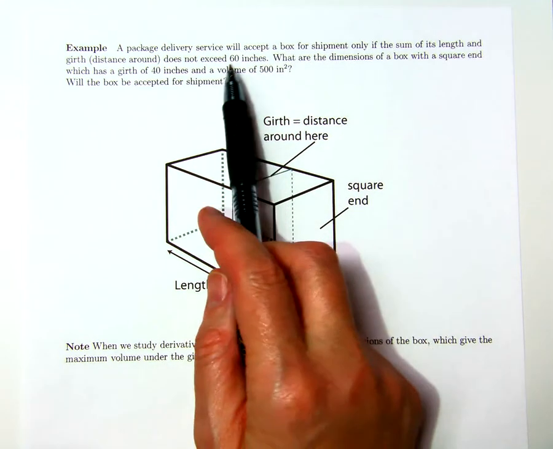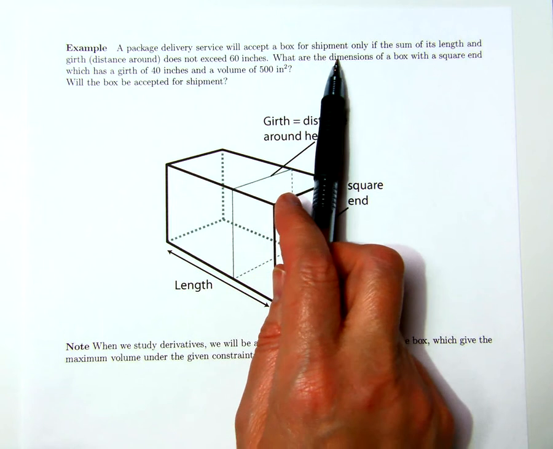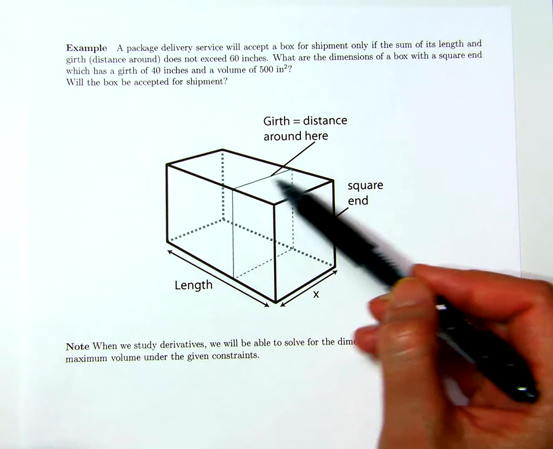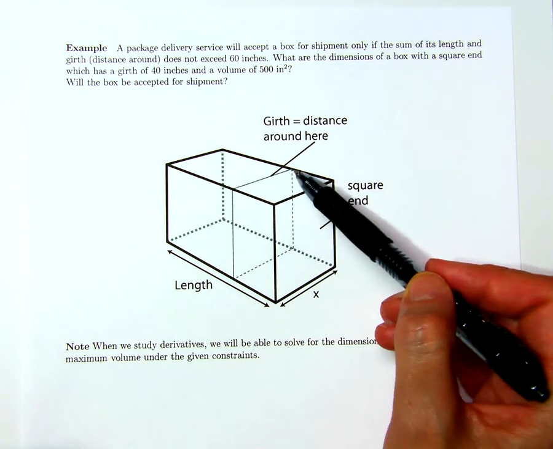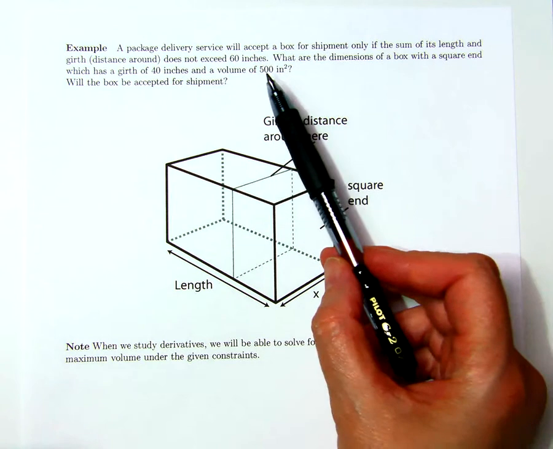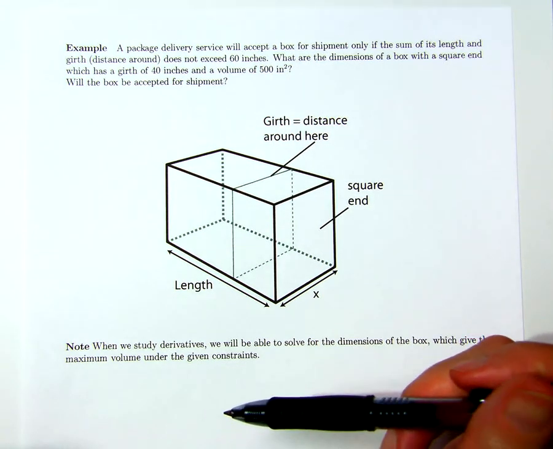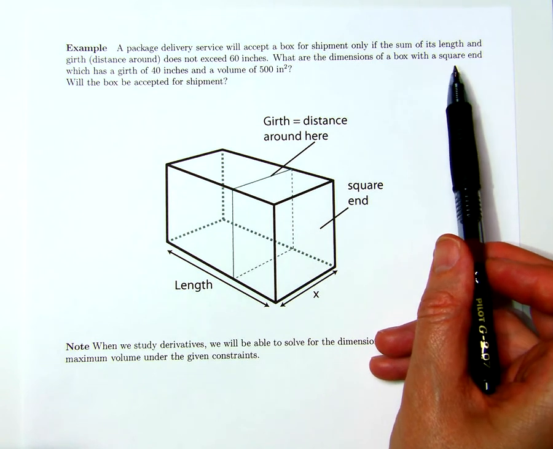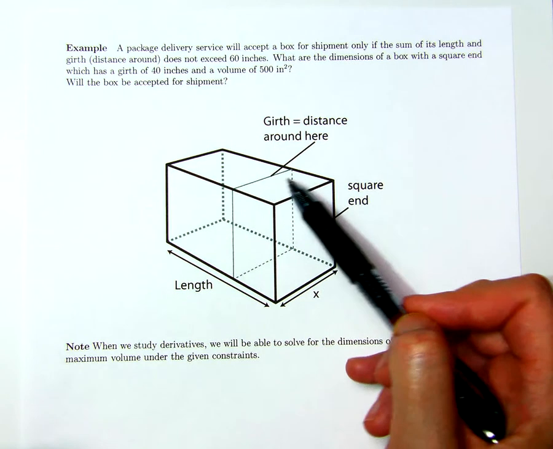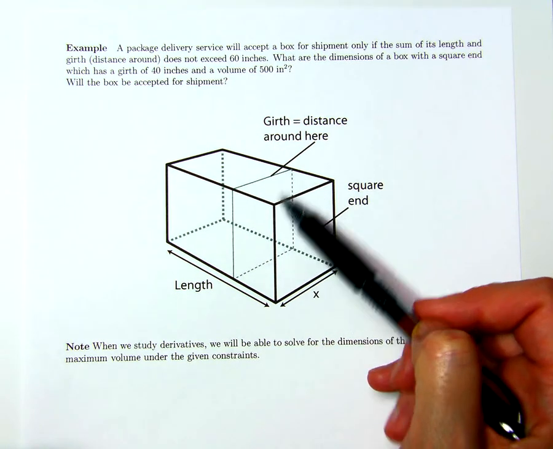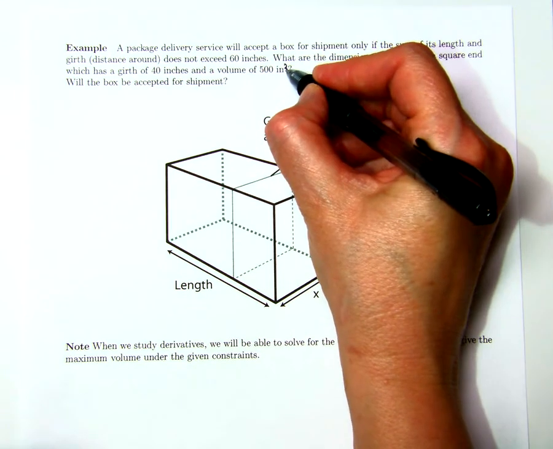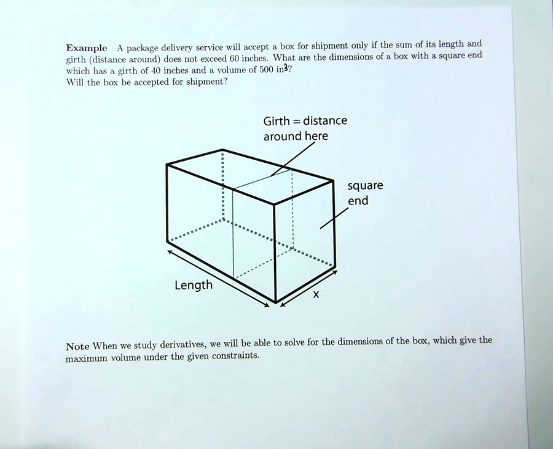Okay, we have a delivery service that will accept a box for shipment only if the sum of its length and its girth, which is the distance around here, does not exceed 60 inches. What are the dimensions of a box with a square end which has a girth of 40 inches and a volume of 500, that should be cubic inches? And will this box be accepted for shipment?